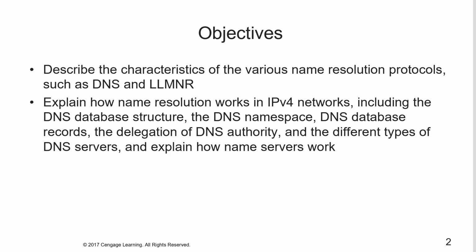So what are the objectives in this chapter? First, we're going to describe the characteristics of the various name resolution protocols. So we're talking DNS and LLMNR. We're going to talk about how name resolution works in IPv4, including the DNS database structure, the DNS namespace, DNS database records, delegation of DNS authority, and the different types of DNS servers. We're also going to talk about how name servers work.